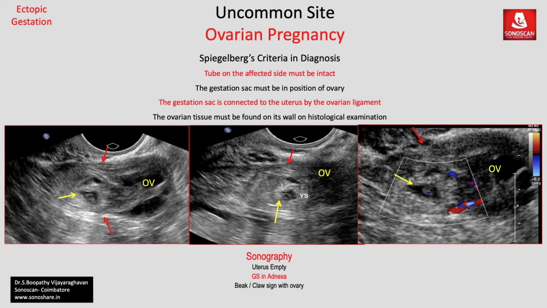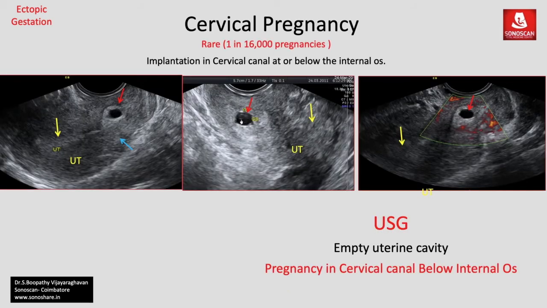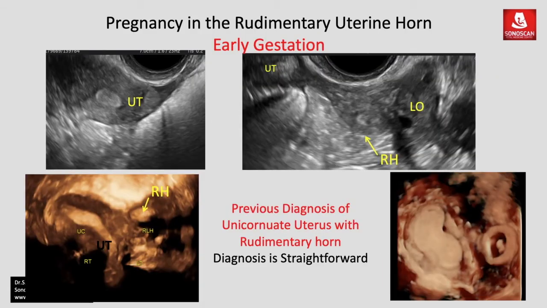So because the gestation grows in the ovary, the rest of the ovarian tissue is stretched around it, causing the claw or the beak sign, as shown by the blue arrow. And if there is a gestation in the rudimentary horn, then the diagnosis is straightforward.